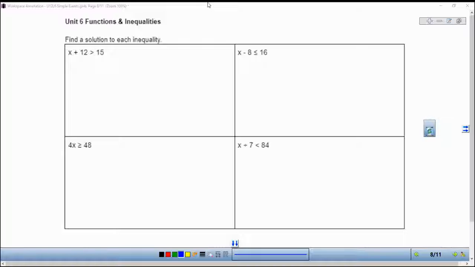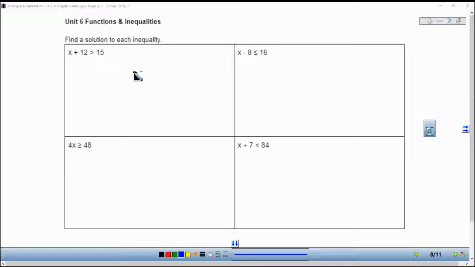Today we're going to look at two different ideas, one called functions, one called inequalities. We're going to start with inequalities because they are very similar to equations, which is the last topic we looked at. And again, as I've been saying before, these are going to come back in 7th grade. Here we go. So find the solution to each inequality.